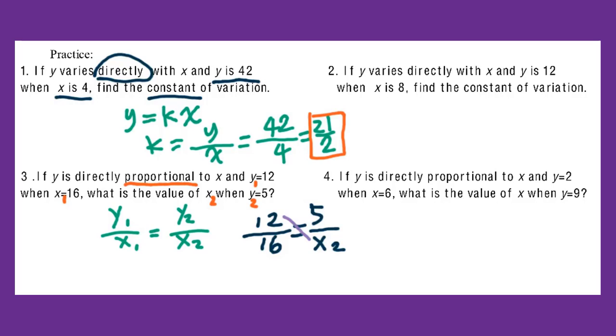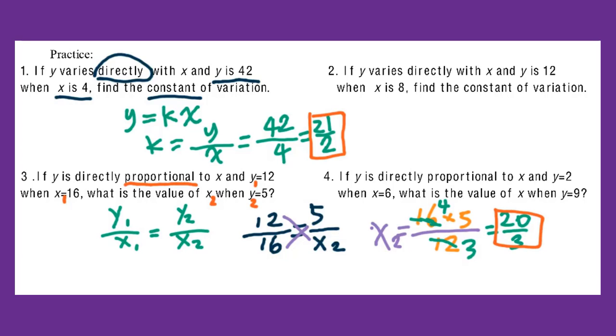Then we cross multiply. So x2 equals 16 times 5 over 12. Reduce. We get 4 here and 3 here. So 20 over 3 will be the final answer.